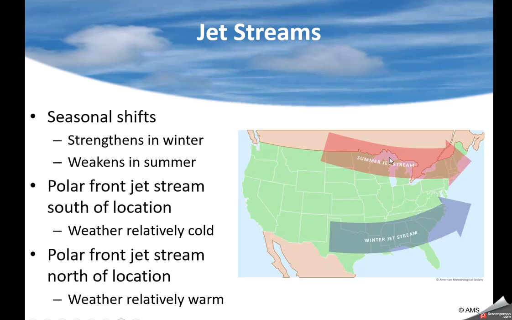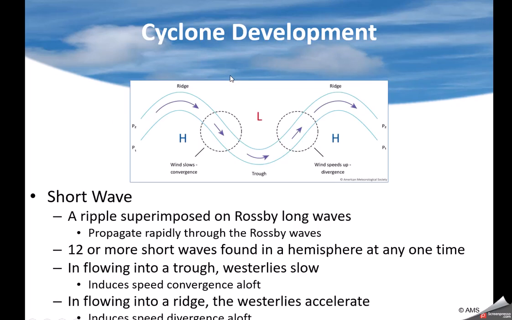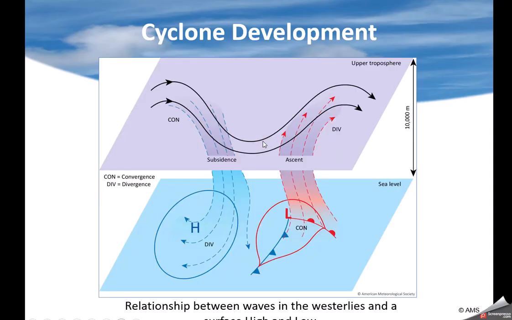And here are the seasonal shifts. You'll see the summer jet stream up north, and the winter jet stream pretty much down to the south. I talked about these little short waves that propagate through the jet stream and through these Rossby waves. Here's a Rossby wave, here's the little short wave. Because of that, they create divergence aloft, which allows low pressure to develop at the surface, and convergence aloft, which allows high pressure to develop at the surface. So actually the upper level jet influences the surface weather pattern.